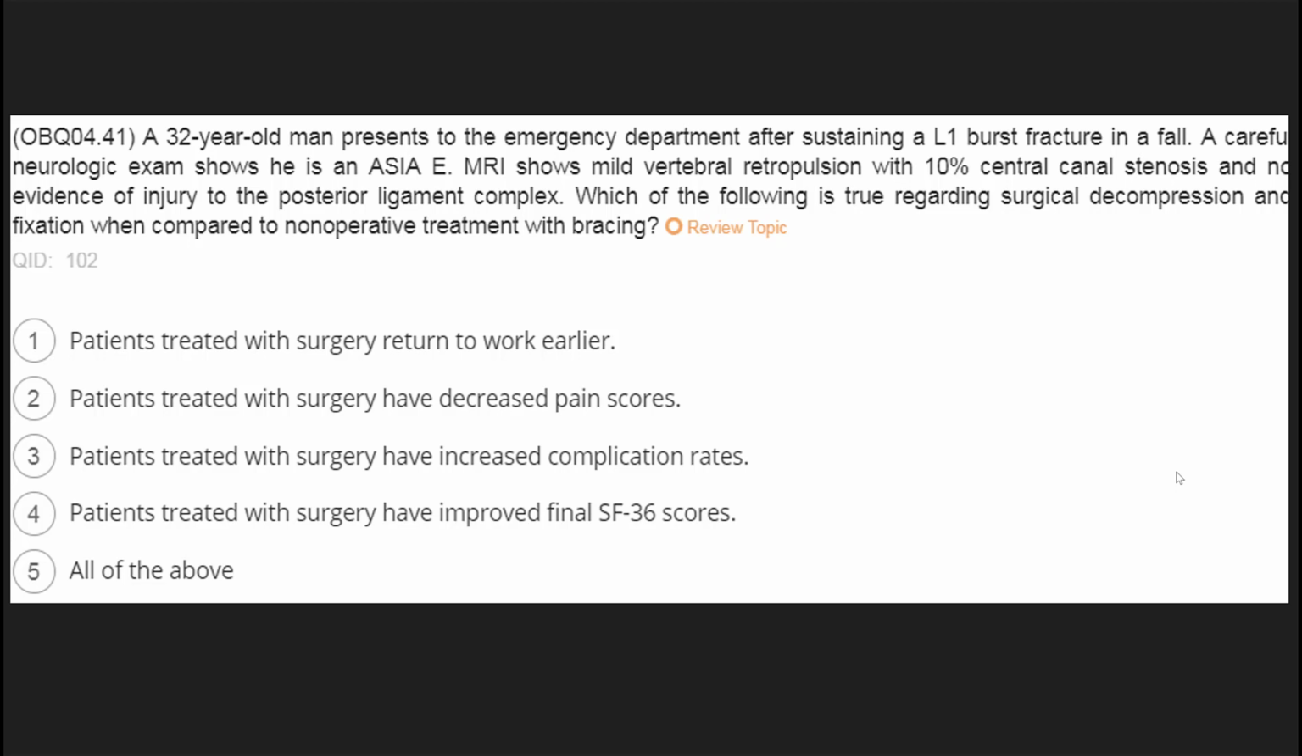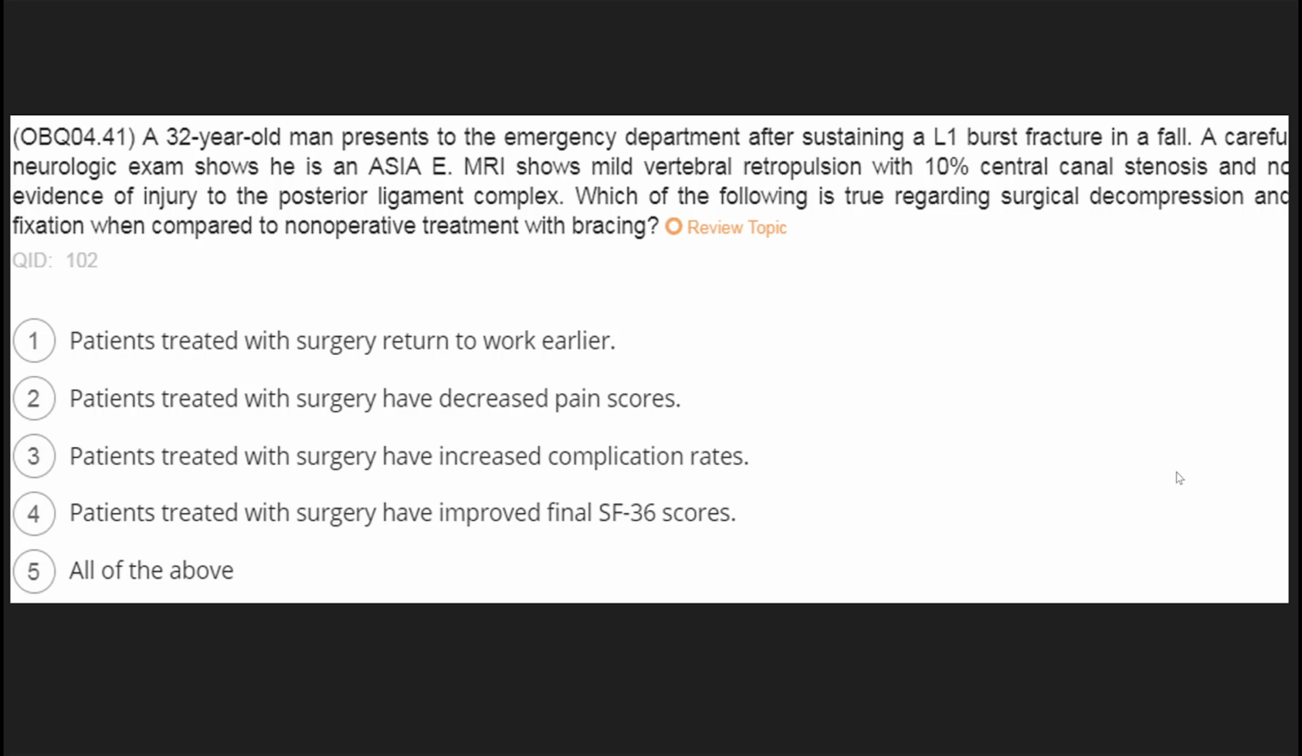So here we have a question. A 32-year-old man presents to the ER sustaining an L1 burst fracture in a fall. So you do the neurologic exam. They're ASIA E. I think of it as E for excellent. They're 5 out of 5, no real issues going on. MRI shows a mild vertebral retropulsion with 10% central canal stenosis and no evidence of injury to the posterior ligamentous complex. Which of the following is true regarding surgical decompression and fixation?